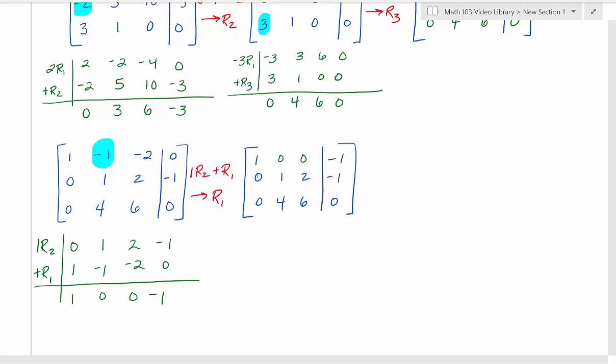We have a leading one, second row, second column. We have zeros above, but we need zeros below as well. That 4 needs to turn into a 0. Our row operation will be -4 times row 2 plus row 3 for a new row 3.